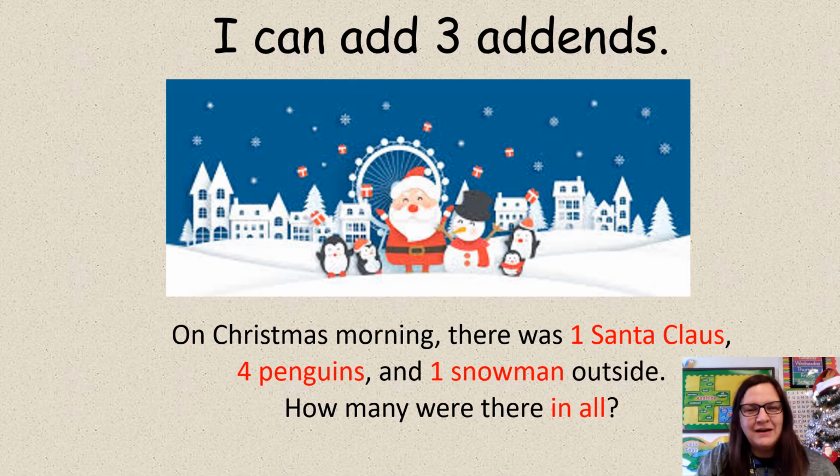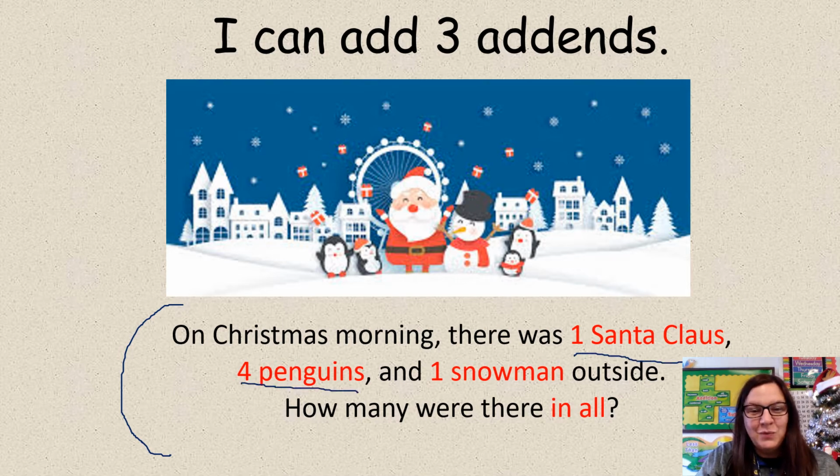So we've talked about an addend. An addend is one of the numbers that you have in an addition problem that you're putting together. So we are going to learn how to add 3 addends when they're in a math story. Let's look at this math story on the very first page. It says, on Christmas morning, there was 1 Santa Claus, 4 penguins, and 1 snowman outside. How many were there in all?